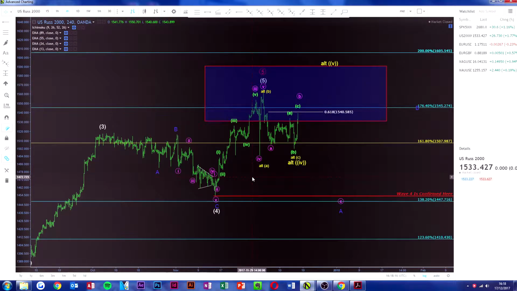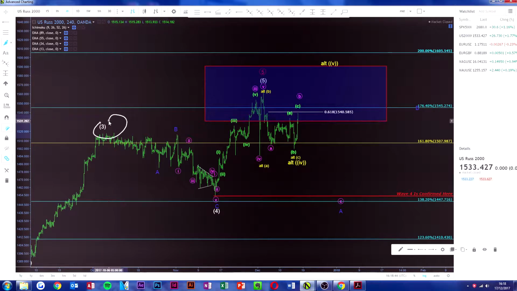Today I'm just quickly going to be going over two markets, the US Russell 2000 and the US S&P 500, before the trading week ahead. Obviously we're going into Christmas now, so the volume and the moves are going to be slightly more choppy, and it's not a great time to trade, but I'm just going to go over the market anyway because I think it's coming up to a significant point.